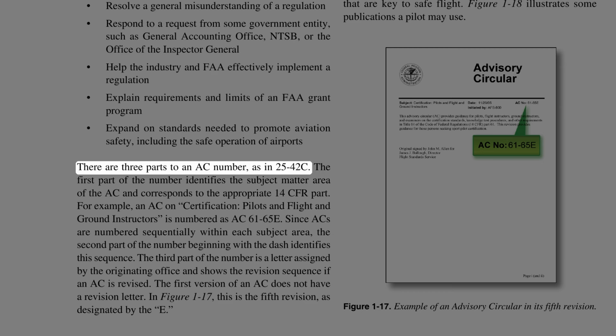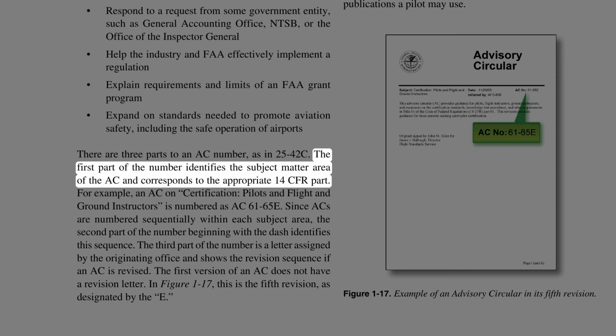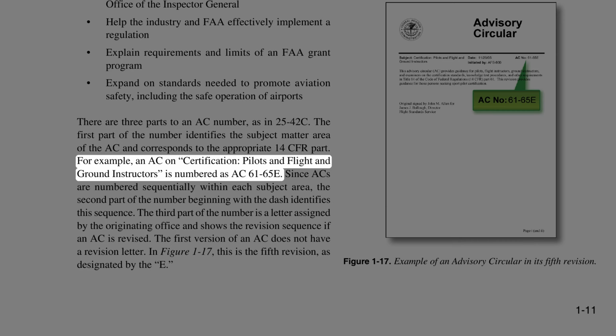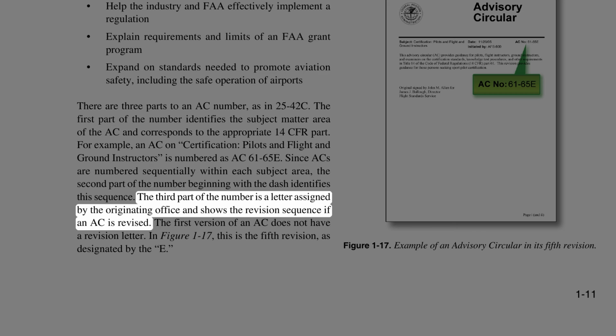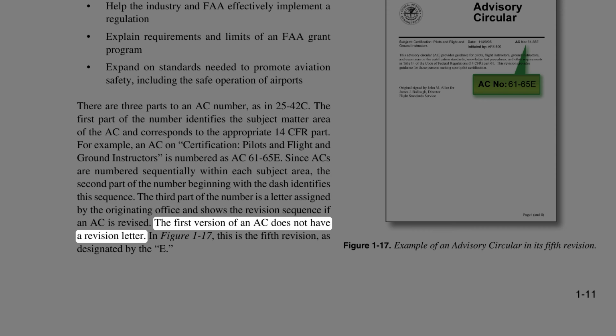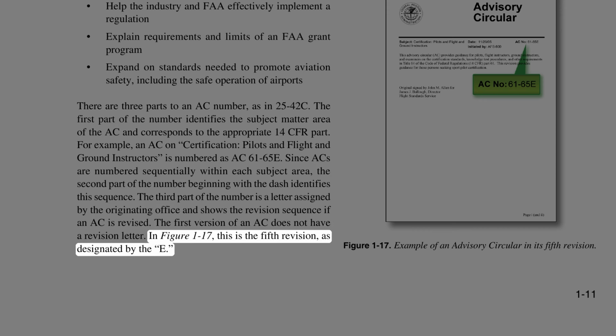There are 3 parts to an AC number, as in 25-42C. The first part of the number identifies the subject matter area of the AC and corresponds to the appropriate 14 CFR part. For example, an AC on certification of pilots and flight and ground instructors is numbered as AC 61-65E. Since ACs are numbered sequentially within each subject area, the second part of the number, beginning with the dash, identifies this sequence. The third part of the number is a letter assigned by the originating office and shows the revision sequence if an AC is revised. The first version of an AC does not have a revision letter. In Figure 1-17, this is the 5th revision, as designated by the E.